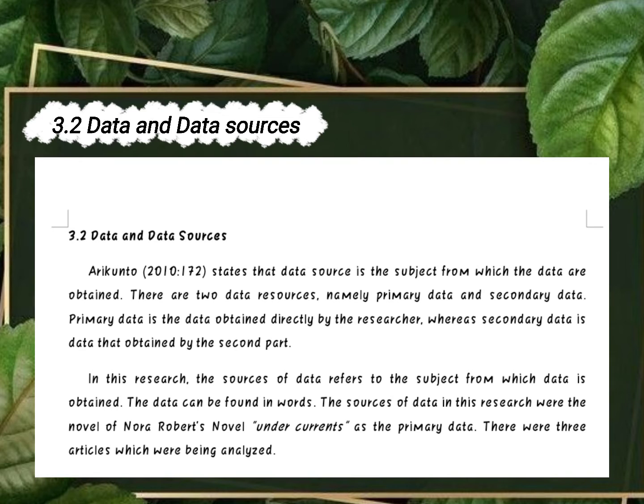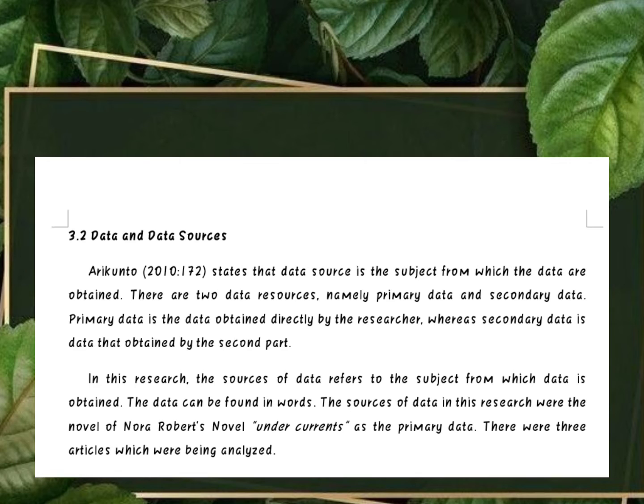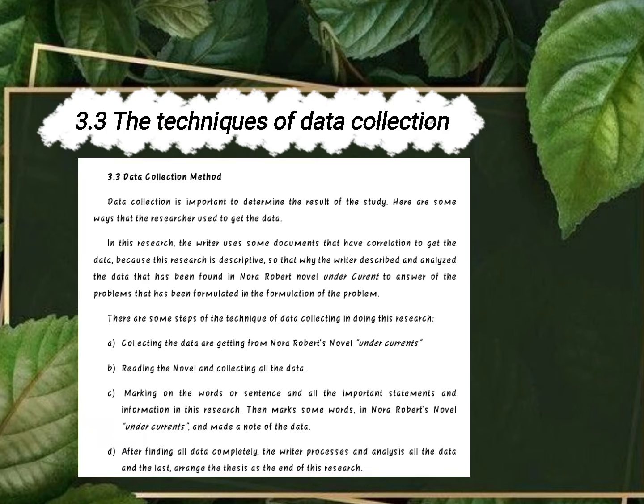In this research, the sources of data refer to the subject from which data is obtained. The data can be found in words. The source of data in this research was Nora Roberts' novel Undercurrent as the primary data. There were 3 articles which were analyzed. In the techniques of data collection, there are some steps in doing this research: collecting the data, reading the novel, marking the words, and then arranging the thesis as the end of this research.